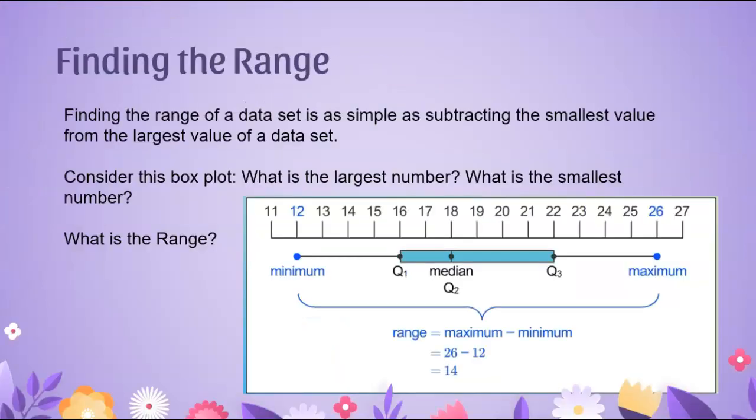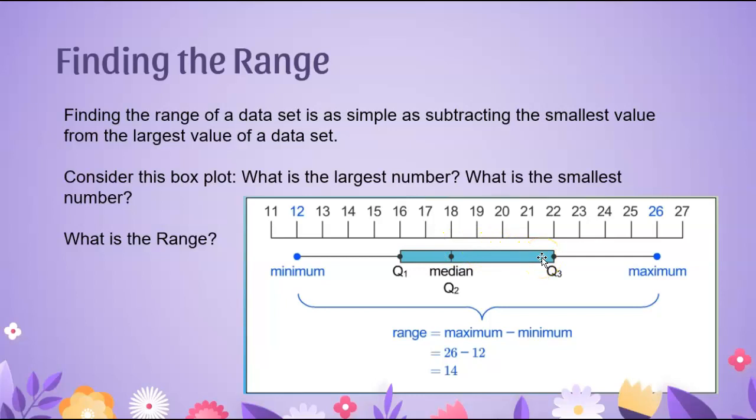Like I said, when you have a box and whisker plot already drawn, it's very easy to find the interquartile range because it's already been graphed for you. In this example, the length of the box is Q3, which is 22, minus Q1, which is 16. This is the same graph. This is the interquartile range.